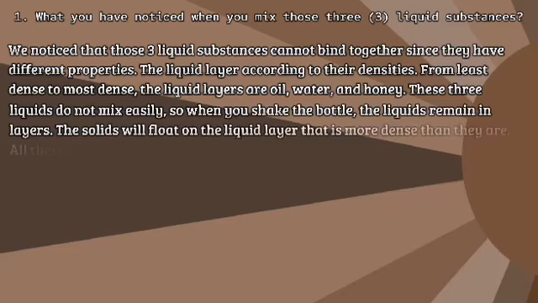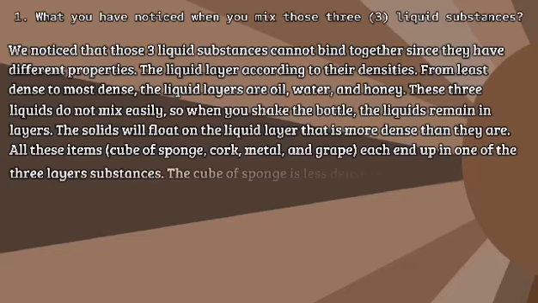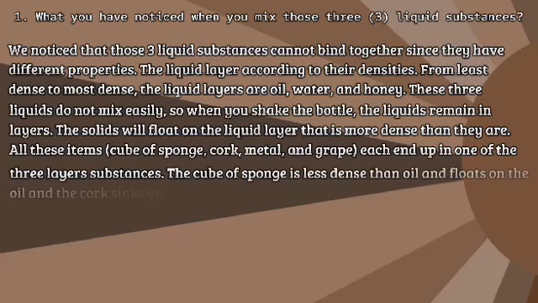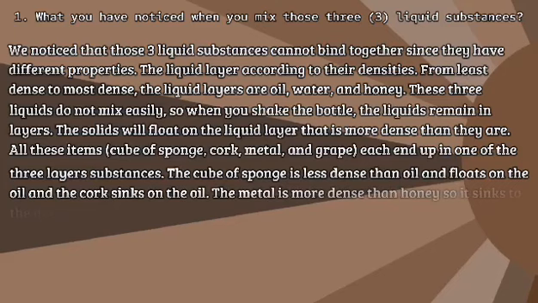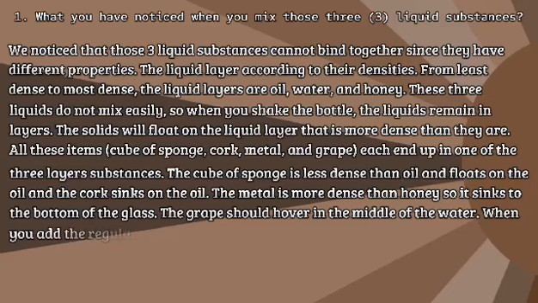The solids will float on the liquid layer that is more dense than they are. All these items, including the cube of sponge, cork, metal, and grape, each end up in one of the three layer substances. The cube of sponge is less dense than oil and floats on the oil, and the cork sinks in the oil. The metal is more dense than honey, so it sinks to the bottom of the glass. The grape should hover in the middle of the water.